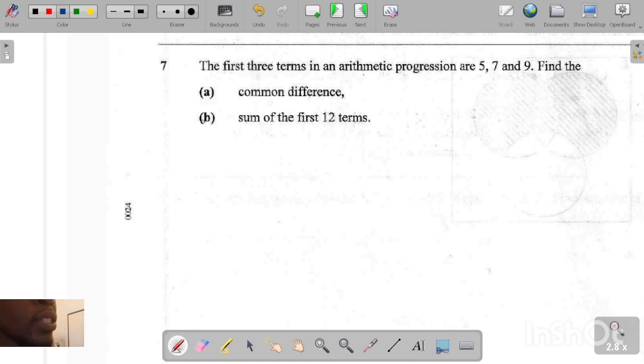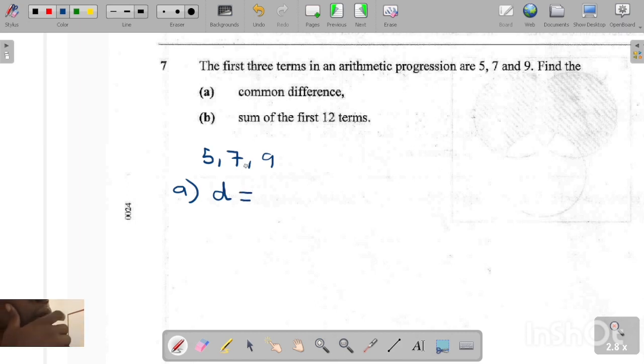Let's look at number 7. Number 7 says the first 3 terms in an arithmetic progression are 5, 7, and 9. At A, they want you to find the common difference, which is usually given by D.